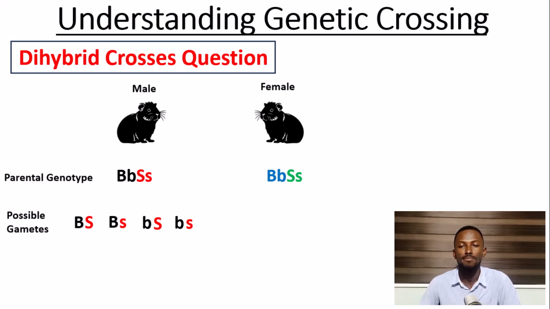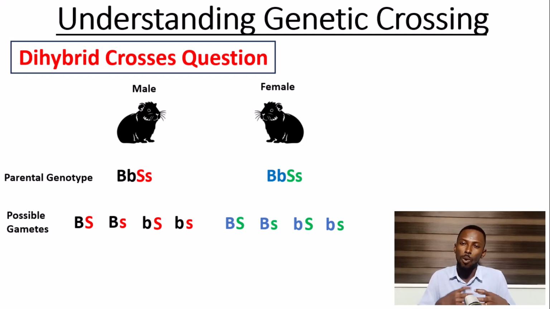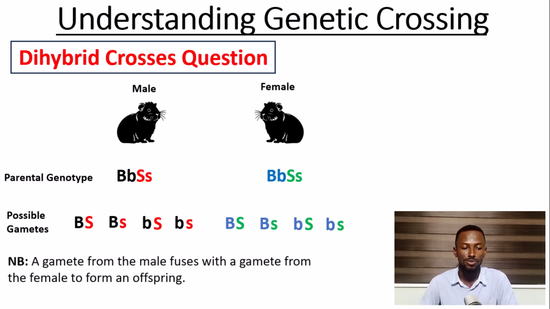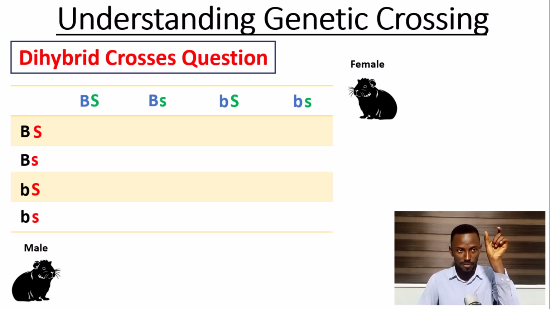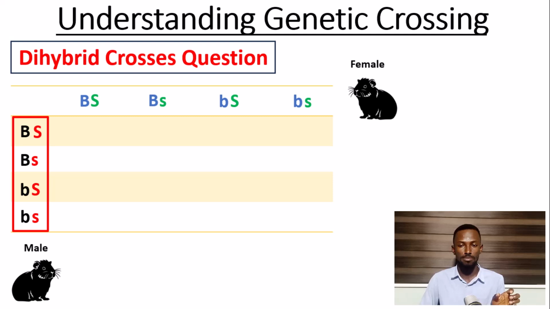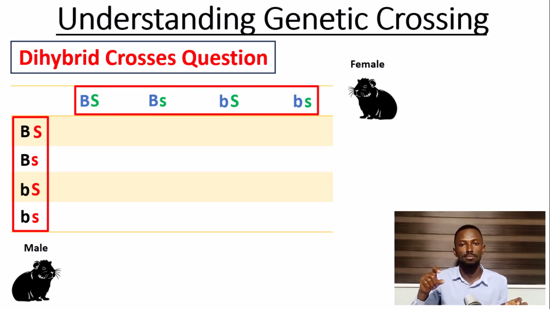Now remember that the male genotype is the same as the female, meaning the female's gametes will be similar to the male's gametes. So these are the gametes that will be combined to form the genotype of the offspring. Now let's use the Punnett square to form that. But before then, take note of this: the gamete from the male fuses with the gamete from the female to form an offspring. Let's see that on our next slide. For the vertical section, those are the gametes for the male, and for the horizontal, those are the gametes for the female.